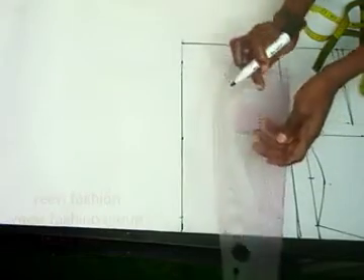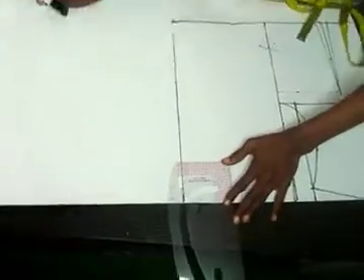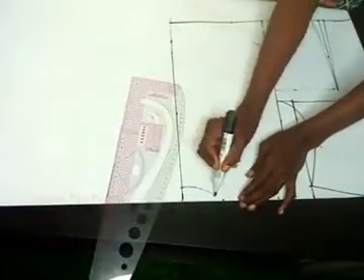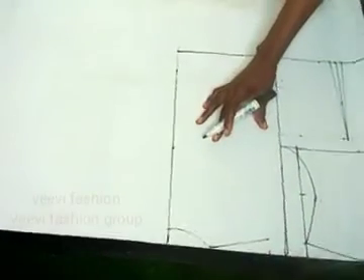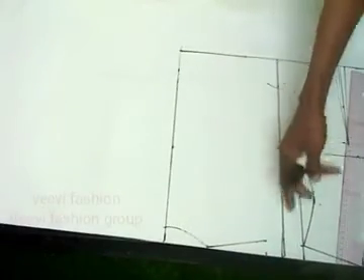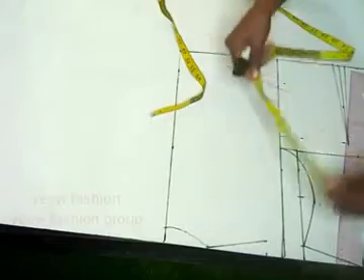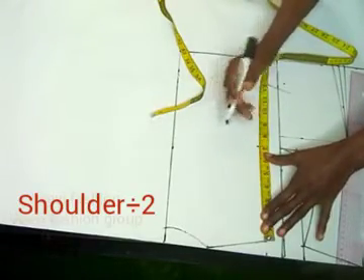So now with our pattern master, I'm going to be connecting it. So just watch how I'm connecting it and do yours that way too. And that's it. Now we are going to be doing what we did at the armhole too. So we are going to get that line there for our armhole. From there I'm marking my shoulder divided by 2 also, just like I did before.